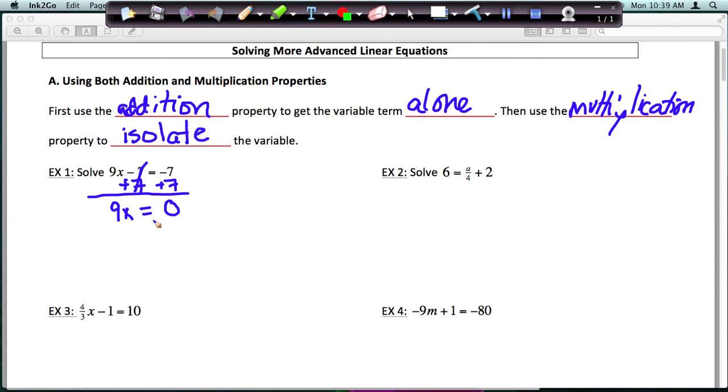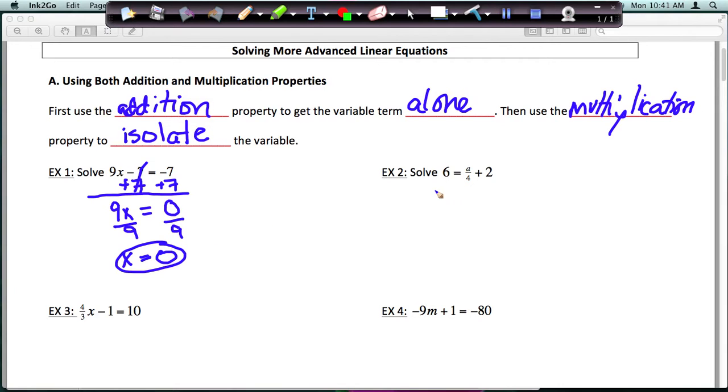Now I'm going to use the multiplication property to get this x by itself. So this is 9 times x. I'm going to divide both sides by 9, because remember, 9 divided by 9 is 1, and 1x is just the same thing as x. Equals 0 divided by anything is 0. So x equals 0.